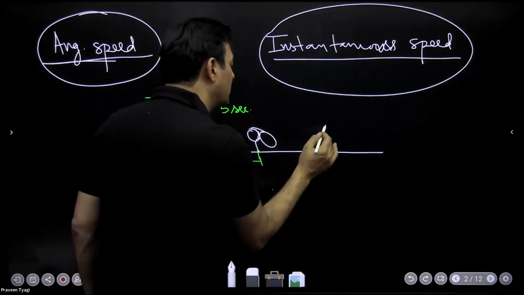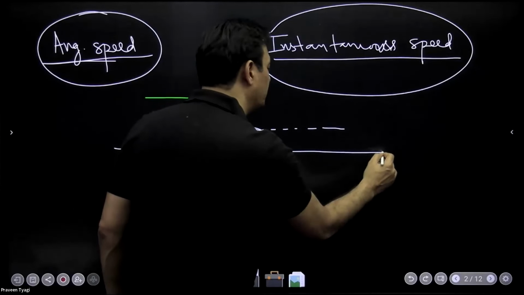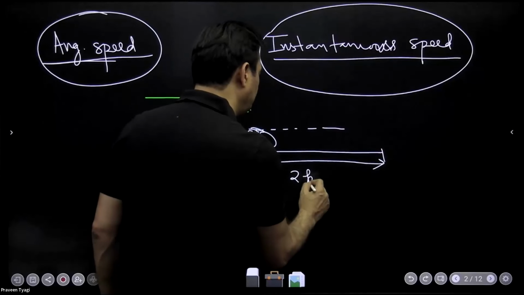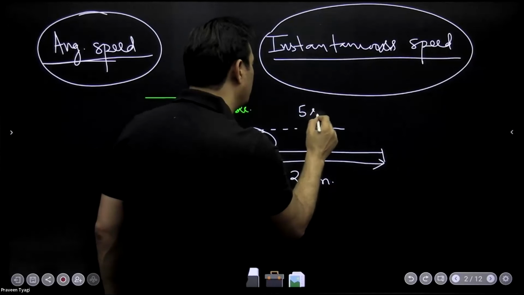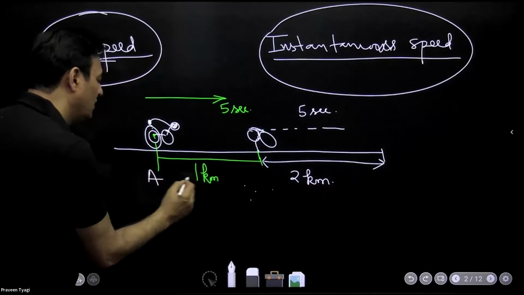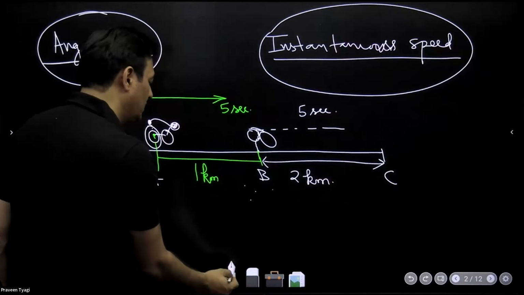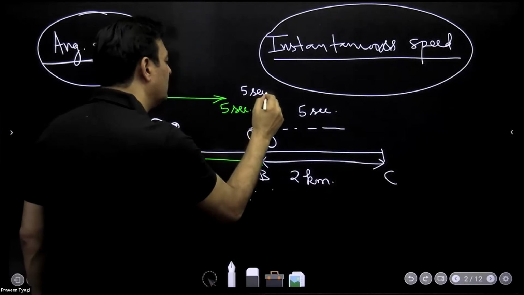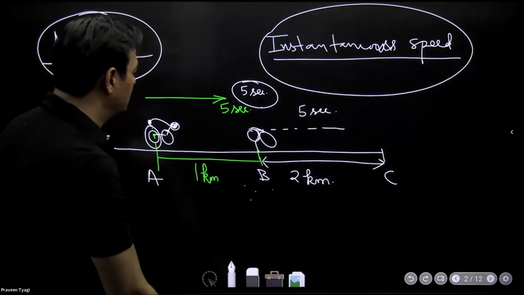Then I again started accelerating and I covered the remaining 2 kilometers in the next 5 seconds. I drove very fast now. And I reached from A to B to C. When I was at B, I spent 5 seconds talking to my friend, standing here, spending time.